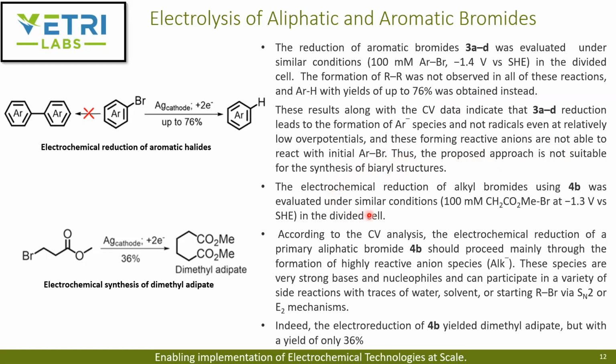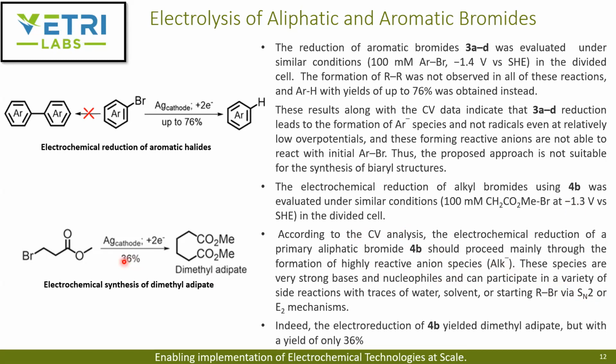And then they did the electrochemical reduction of alkyl bromides, specifically 4B, where we had a formyl group, under similar conditions, but the potential they used was minus 1.3 volts. According to the CV analysis, the electrochemical reduction of this primary aliphatic bromide should proceed mainly through the formation of highly reactive anion species. These species are very strong bases and nucleophiles that can participate in a variety of side reactions, or can react with the aliphatic bromide via the SN2 mechanism to form the dimer.